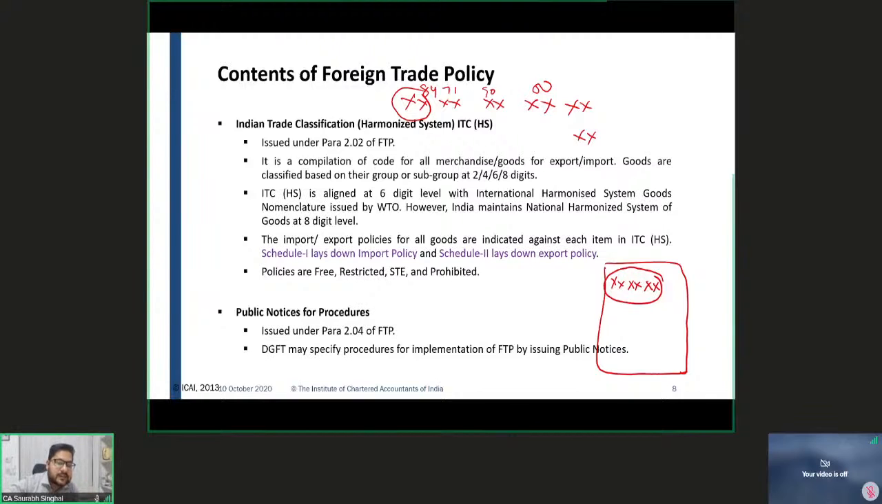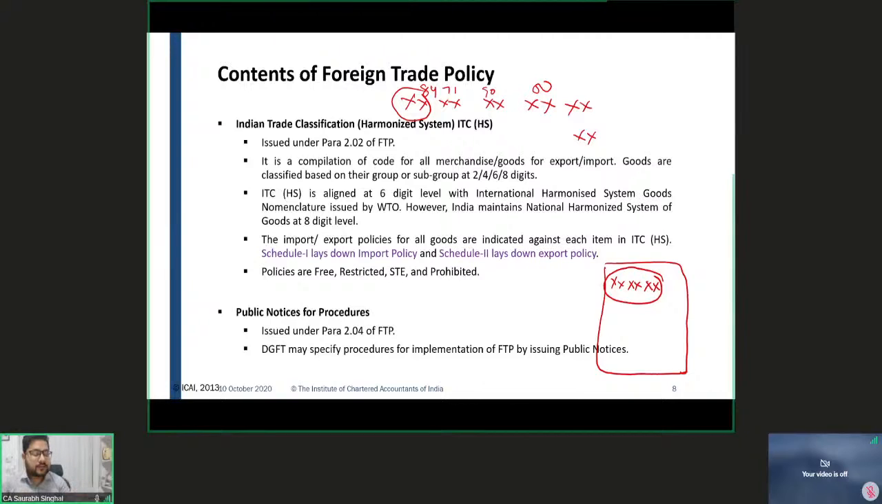This one, ITCHS, being under the foreign trade policy, does not prescribe any rate of tax. It prescribes whether the goods are free, restricted, state trading enterprises or prohibited.